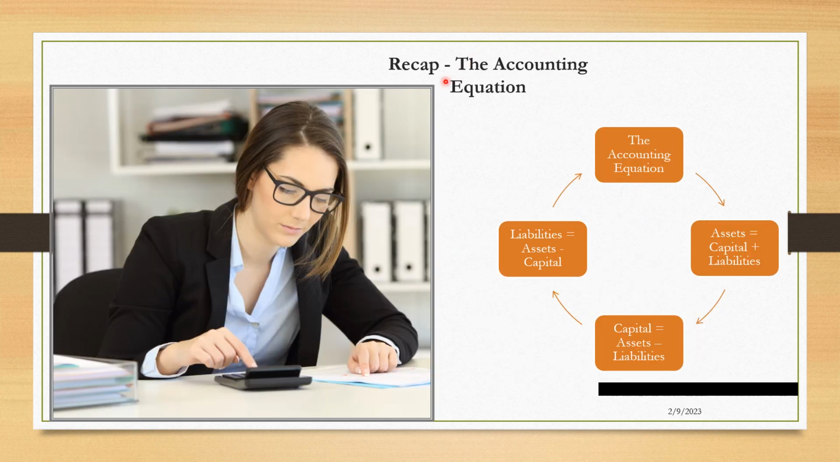As we continue to lay the framework for the double entry system of accounts, let us quickly recap the accounting equation. The accounting equation is assets is equal to capital plus liabilities. It can also be capital is equal to assets minus liabilities, and it can also be liabilities equal assets minus capital.